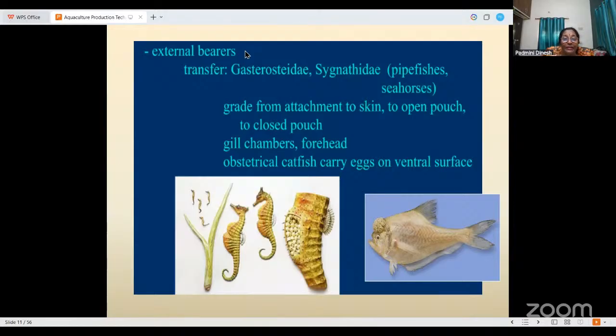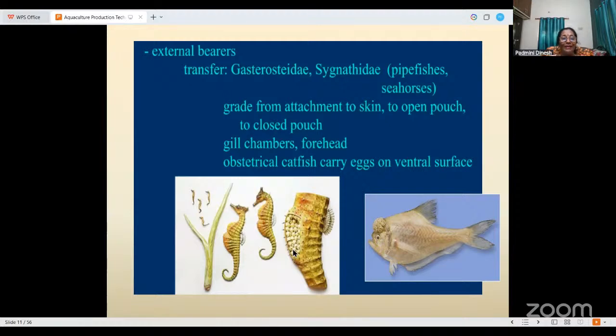So where can this be seen? It can be seen as attachment to the skin. It can be seen in a pouch, which can be an open pouch or a closed pouch. The pouch here is not the pouch of a purse. For example, kangaroos have pouches. In the same way, seahorses also have a pouch. The female seahorse lays the eggs into the pouch of the male. Here only the males have the pouches, so the females lay the eggs into the male's pouch.